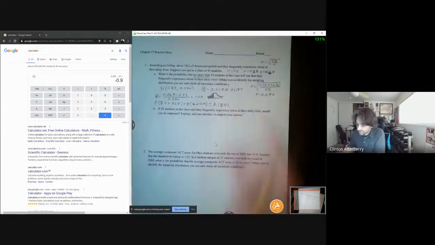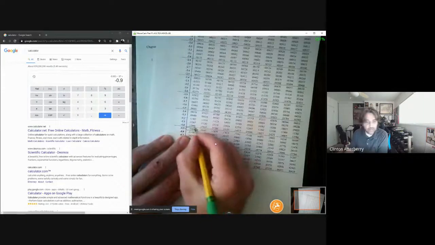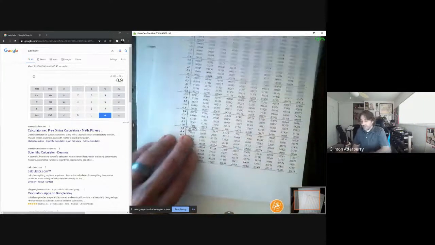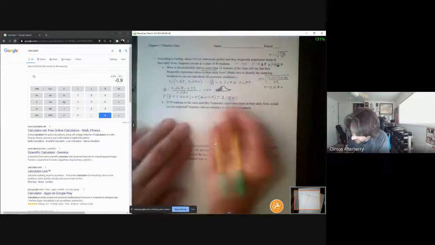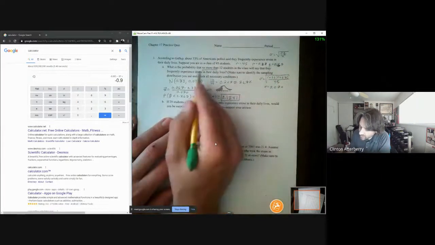Okay, so I made that 0.1840. I went ahead and looked at the 5th number, and I rounded the 4th number up by 1. So this is my probability of no more than 12 students.